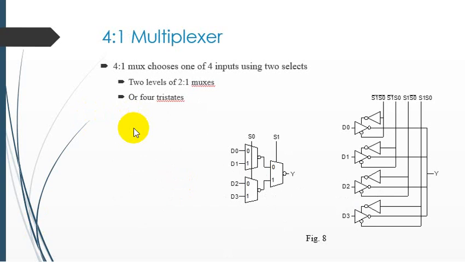Okay, let's extend our 2x1 multiplexer to the 4x1 multiplexer, in which, when we use the 4x1, it means we have the 4 data lines and 1 output, and for the 4 data lines we have the 2 selection pins, S0 and S1. So we can develop a 4x1 multiplexer in the form of like this, by using 2 levels of 2x1 muxes, or with the help of using 4 tri-states.